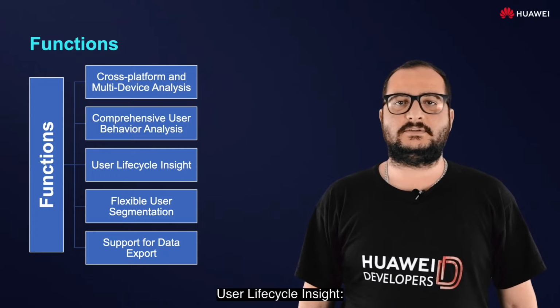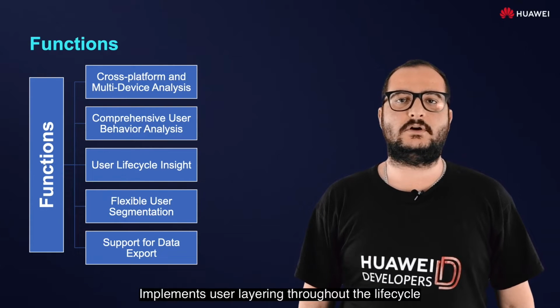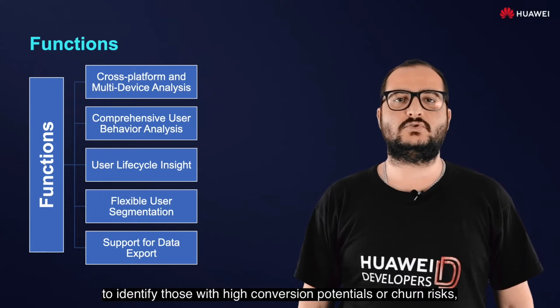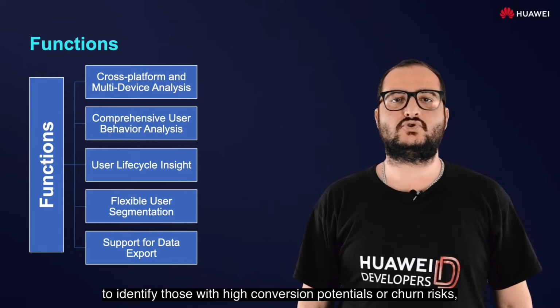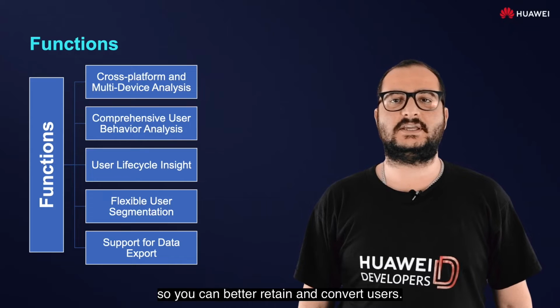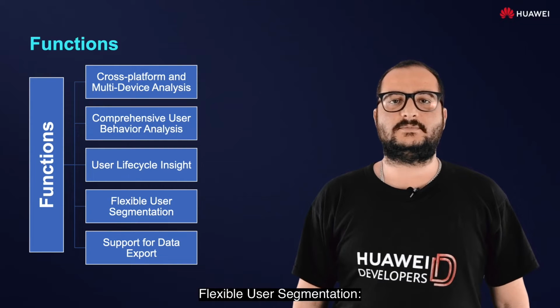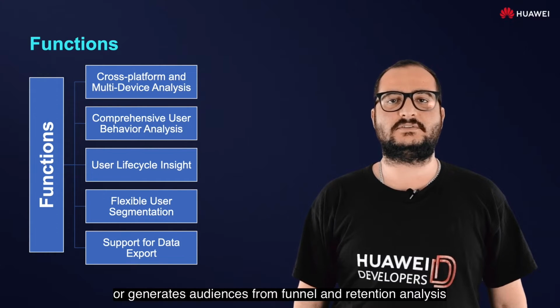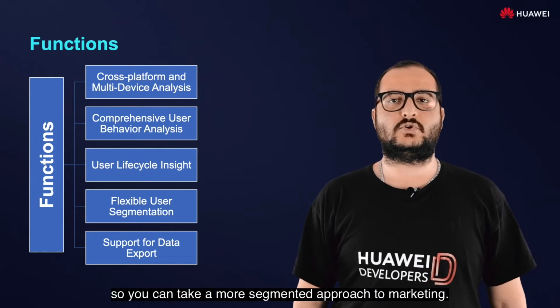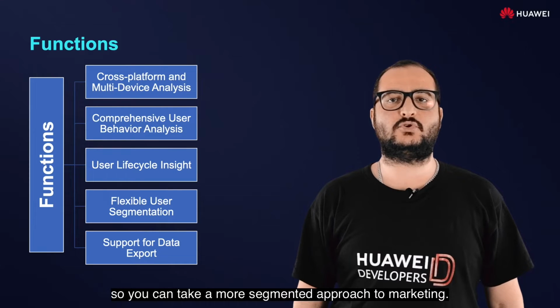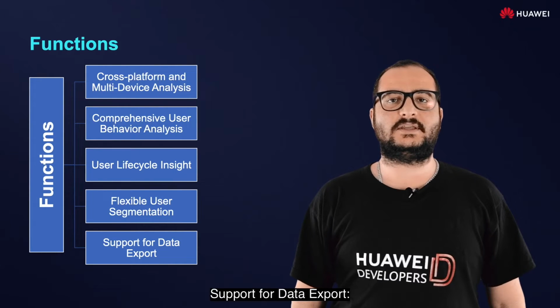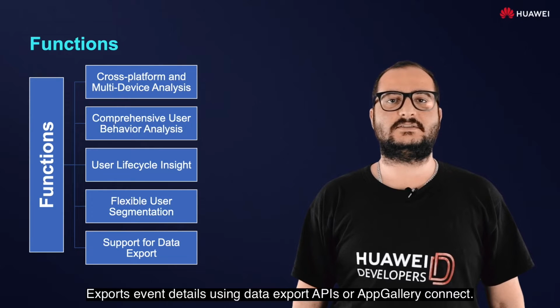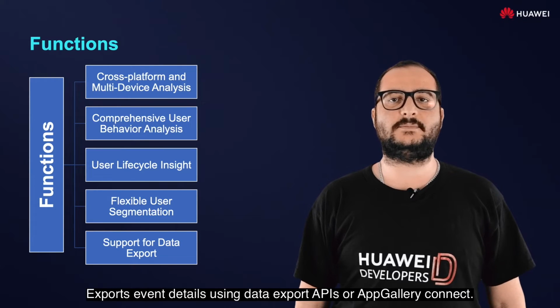User Lifecycle Insight implements user layering throughout the lifecycle to identify those with high conversion potentials or churn risks, so you can better retain and convert users. Flexible User Segmentation creates audiences based on events and user attributes or generates audiences from funnel and retention analysis reports with one click, so you can take a more segmented approach to marketing. Support for data export exports event details using data export APIs or AppGallery Connect.